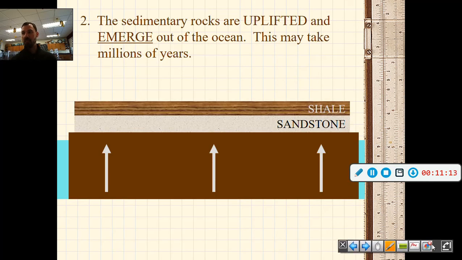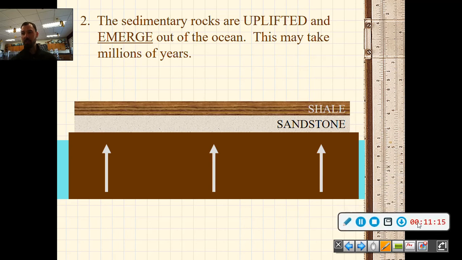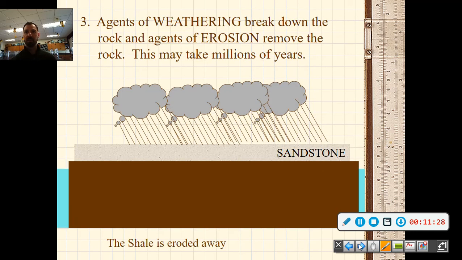Moving on, sedimentary rocks are uplifted by some sort of crustal movement. They end up emerging out of the ocean, and again, it takes millions of years for this to happen. Shale and sandstone are now exposed on the surface. Then agents of weathering and erosion break down the rocks, and the erosion ends up removing them. Again, millions of years of this, and you notice sandstone's all alone now because shale got eroded away.